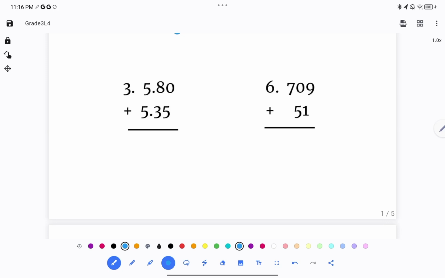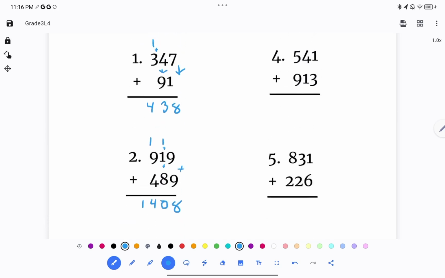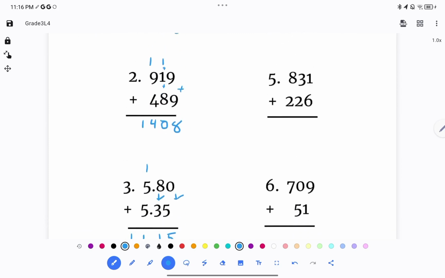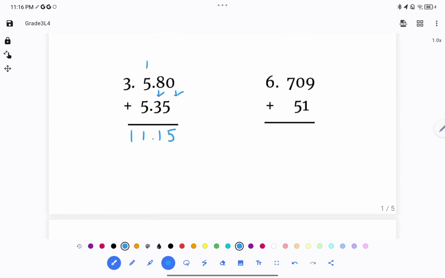Alright, but this is just the same. In the hundredths place, you add 0 plus 5, so you put a 5 in the hundredths place, and you don't have anything to carry over, so you just move on to the next one. 8 plus 3 is equal to 11, so 1 in the tenths place, and you carry a 1 over. 5 plus 5 is 10, plus 1 is 11, so you get 11.15 as your answer. And you can do the rest, 4 through 6, on your own.